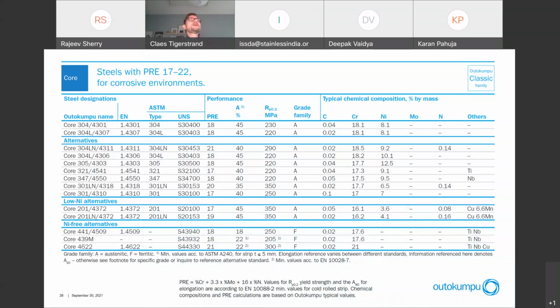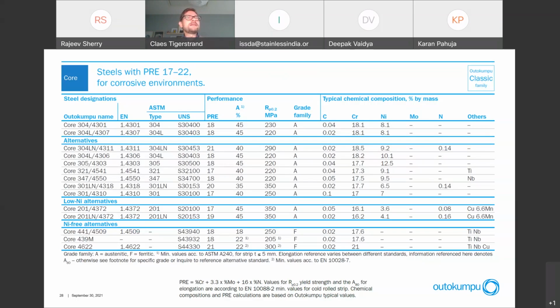So here we continue, and we have the Core range where you have PRE from 17 to 22. You see the grades we have here. Once again, you can look at the middle there. You see most of the grades are austenitic, coming from the 304 type. Some have a lower nickel content. We call them the 200 series, where you actually have some nickel replaced by manganese instead. They are not so commonly produced from our side, but they are available as well.